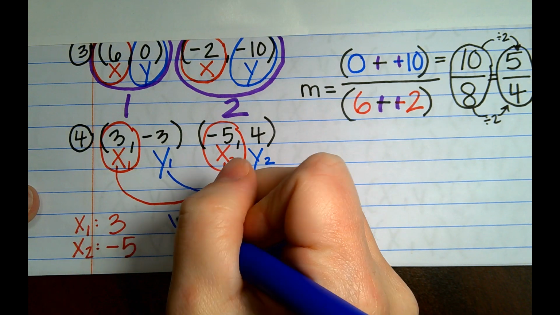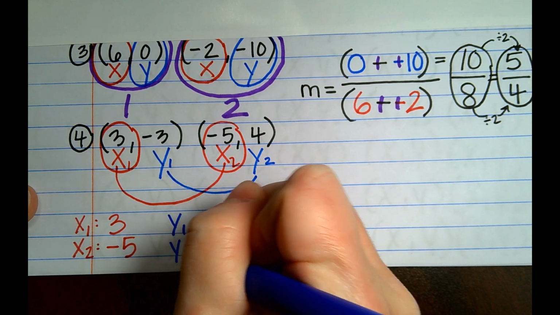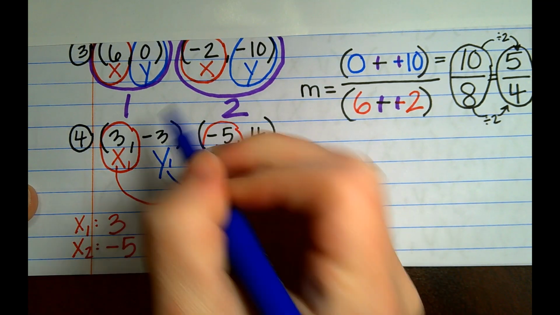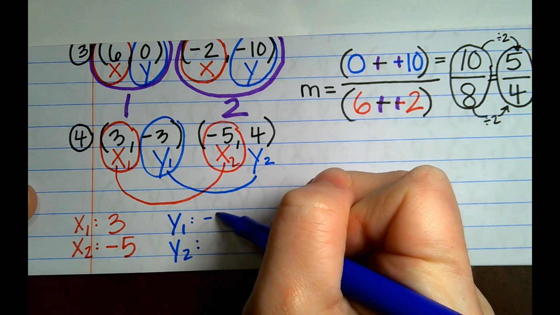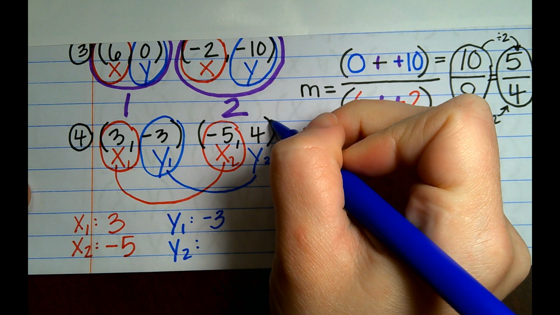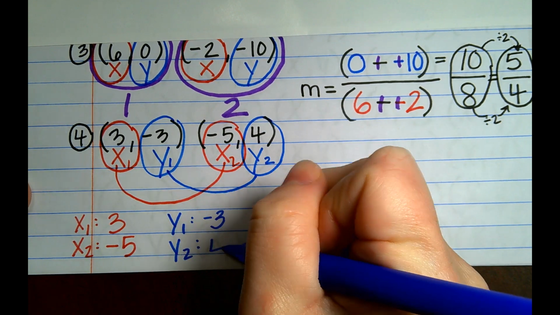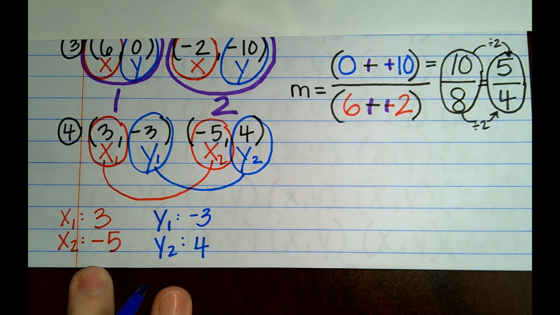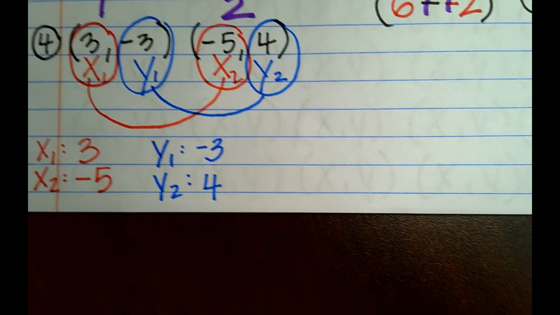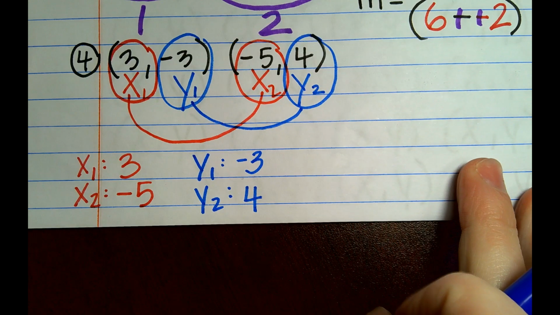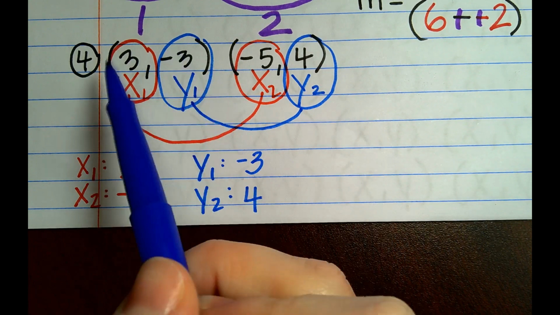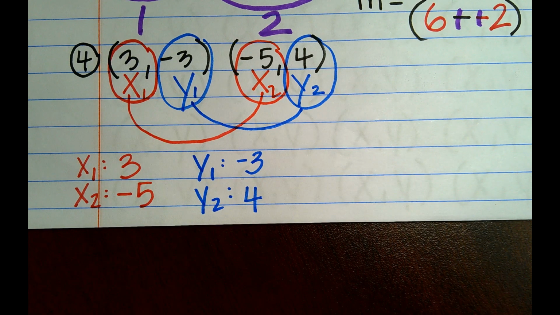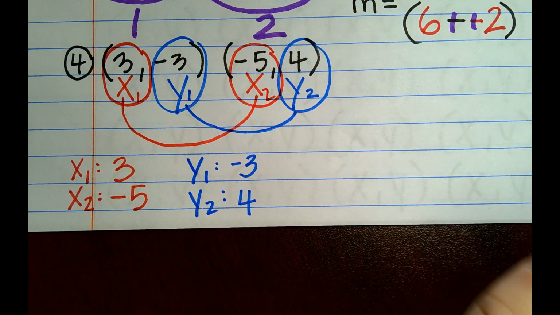And then I'll look at y1 and y2. Good. y1 is negative 3. Perfect. And then y2 is 4. So something like this might be helpful, just pulling them out of the problem so that they don't feel like they're stuck next to each other. That might be another thing that would help too.